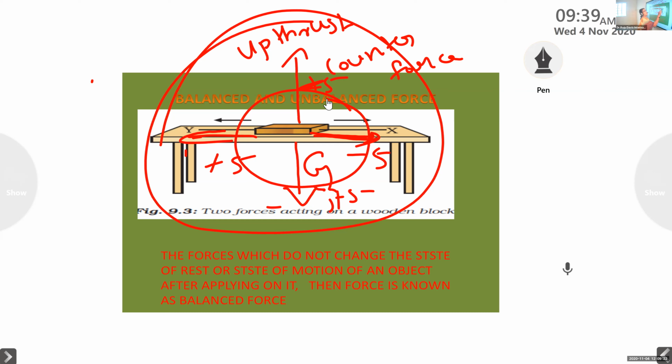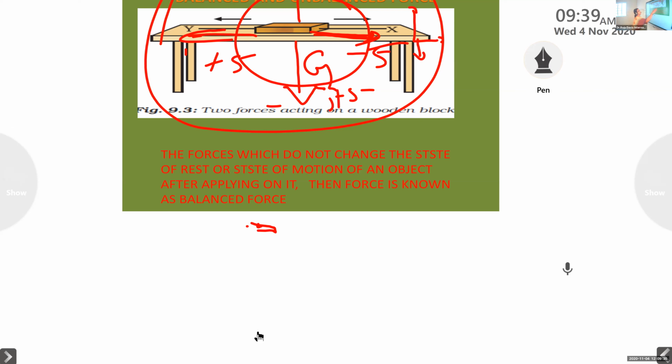Similarly, the same thing also happens to the table. The book was lying on the table. Similarly, the table is also lying on the floor. Same balanced force, or zero balance condition. So this zero balance condition is actually known as balanced force.